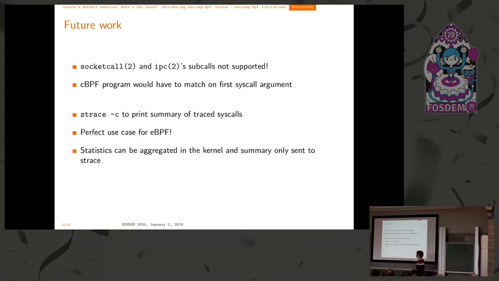The second thing that could be done is the strace -c option, which currently allows you to print a summary of statistics on your syscalls. This is a perfect use case for eBPF instead of CBPF, because eBPF allows you to aggregate data in the kernel, and therefore it could allow you to aggregate statistics for this option and only send them to the strace process at the end. So instead of sending everything to the strace process and stopping all the time, you could only send a summary of these statistics.